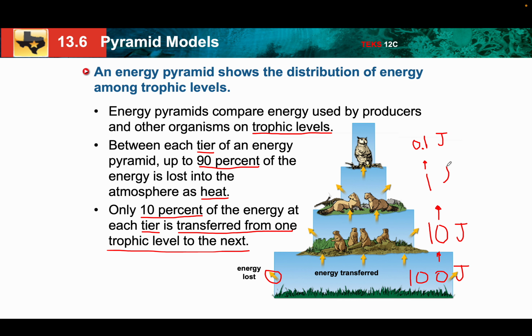Joules. And I know last year y'all learned newtons, or N's, or whatever you use for force, but we're talking about joules now. So that's how much energy is available for the tertiary consumer. This is how much for the secondary, the primary, and the producer. One good way to check yourself is to make sure that each one of these is divisible by 10 and is still correct.